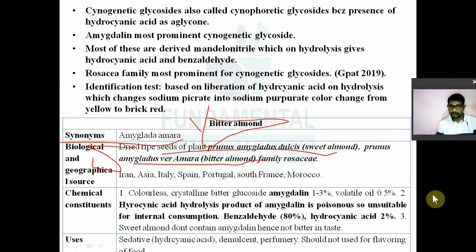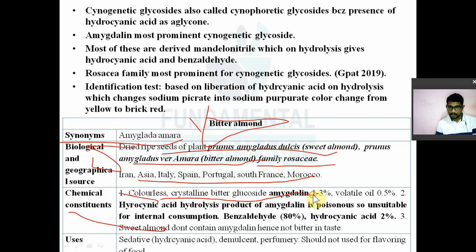Family Rosaceae. So here we are with the bitter almond, Prunus amygdalus var. amara. It is found in Iran, Asia, Italy, Spain, Portugal, France, Morocco. Chemical constituents: a colorless crystalline bitter glycoside known as amygdalin.